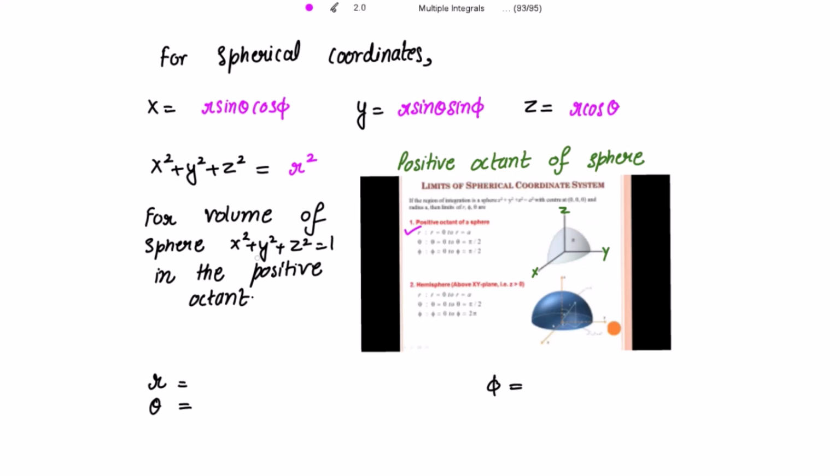So for the volume of the sphere x square plus y square plus z square equal to 1 in the positive octant, as x square plus y square plus z square is equal to r square, and here it is equal to 1, the limits of r vary from 0 to 1. Theta varies from 0 to pi by 2. And phi varies from 0 to pi by 2.